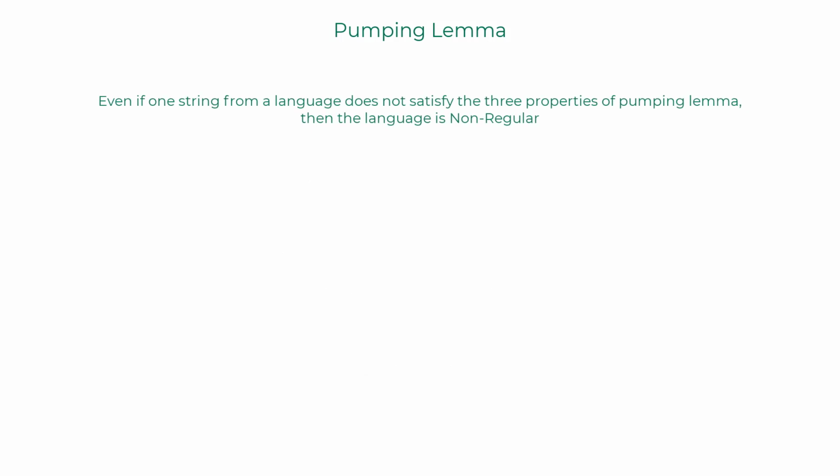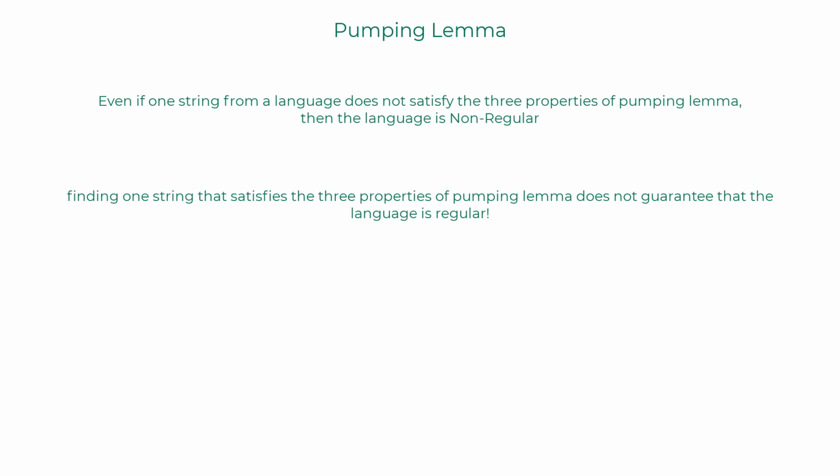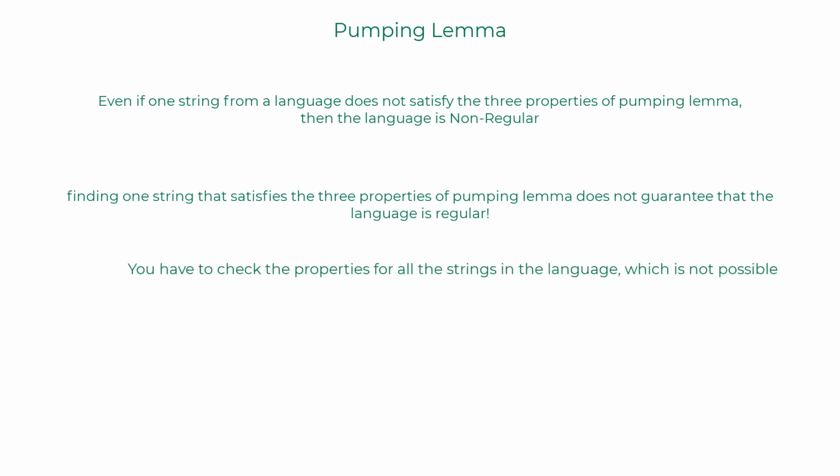While the pumping lemma can be used to prove a language is non-regular by finding that one string that does not satisfy all three properties, you have to understand that showing one string from the language that satisfies all three properties does not prove it to be a regular language. Pumping lemma is used for proving languages are non-regular. It cannot be used for proving languages to be regular. If you have to do that, you have to check these three properties hold true for the infinite strings in that language, which is not possible computationally.